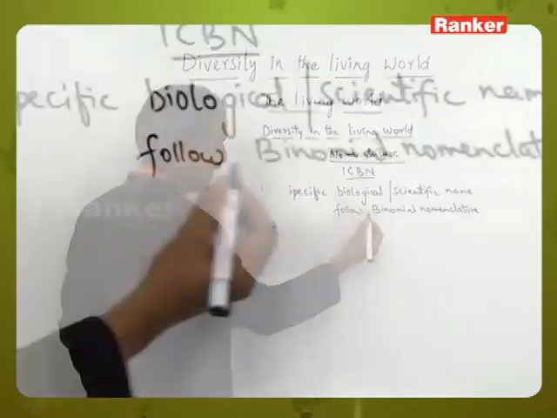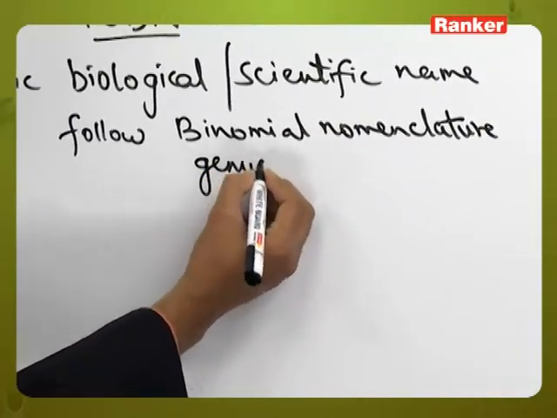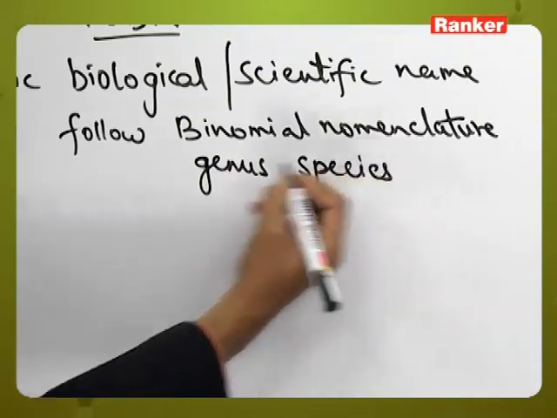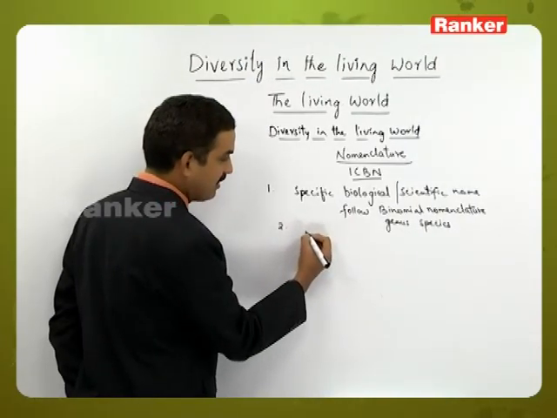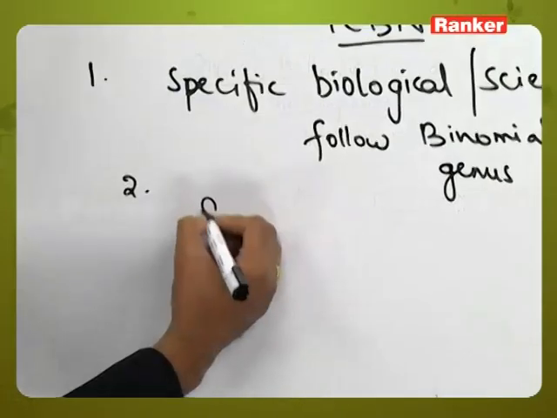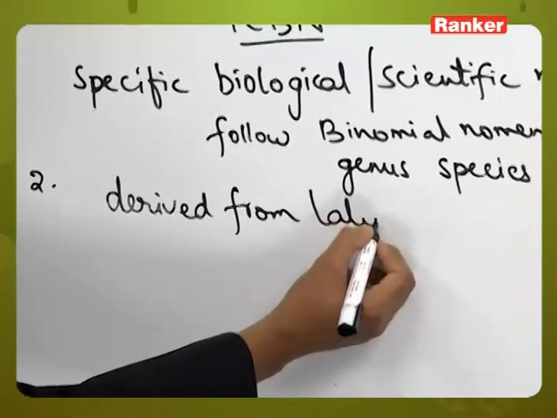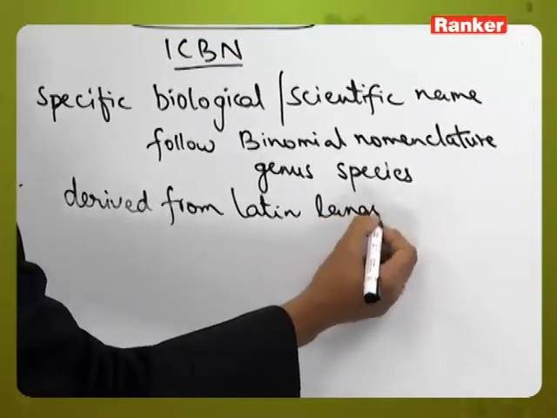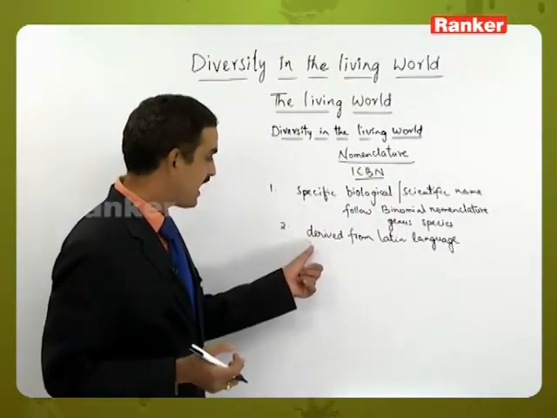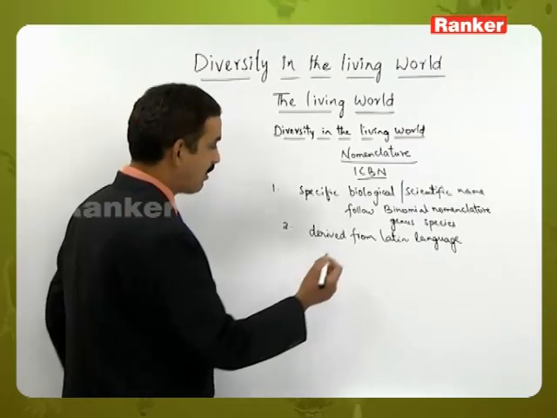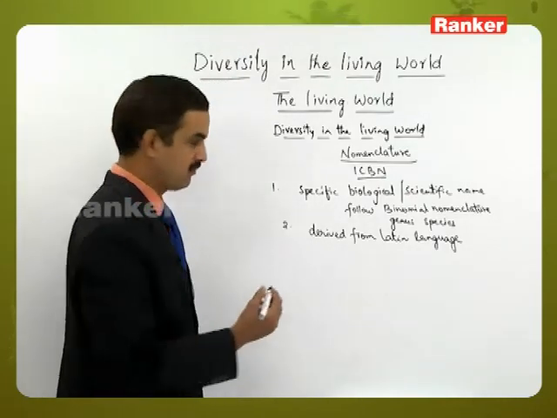And here, as we know, binomial nomenclature means it contains the genus and species. Then whenever binomial nomenclature is used, the name should be derived from the Latin language. The origin may be in any language, but the name should be derived from Latin. Or we can say that the genus word and the species word should be taken from the Latin language.